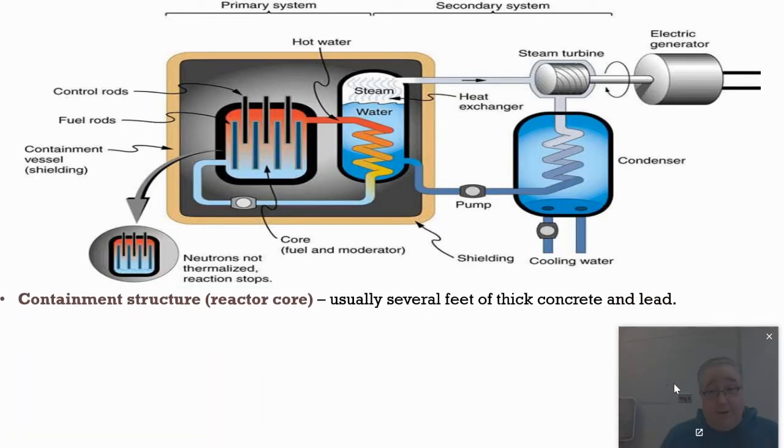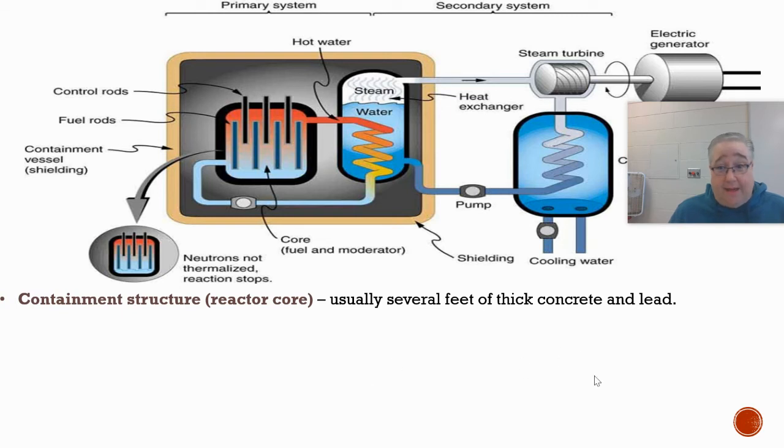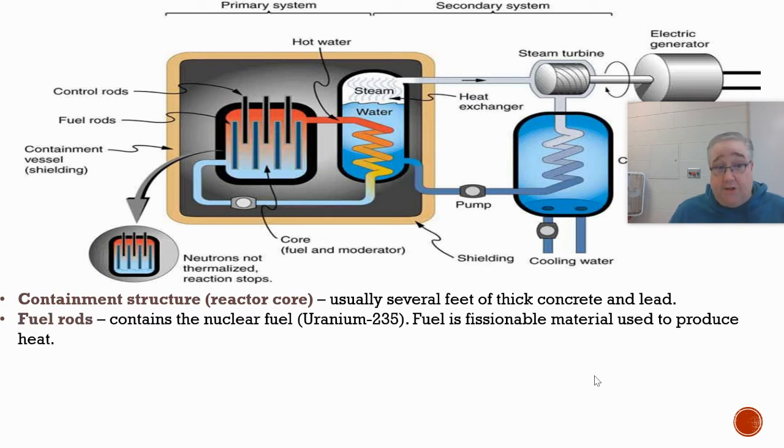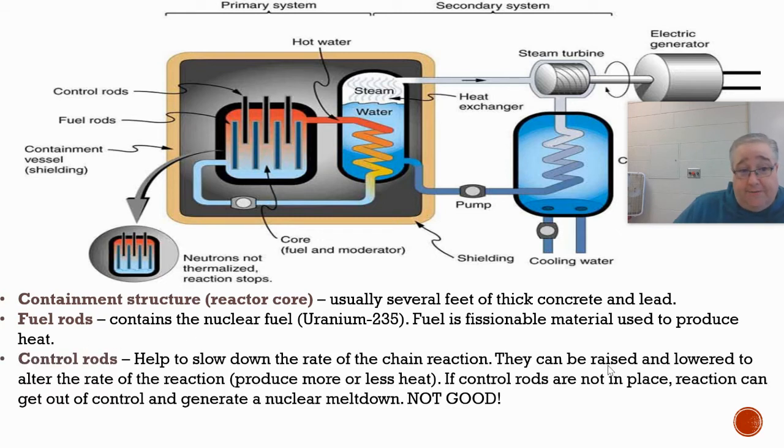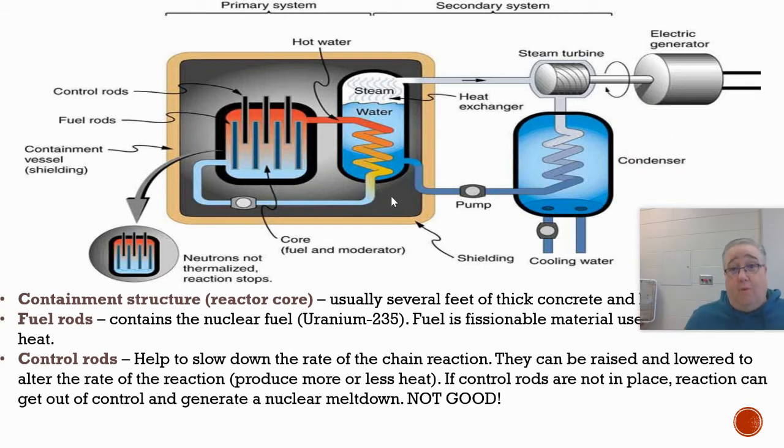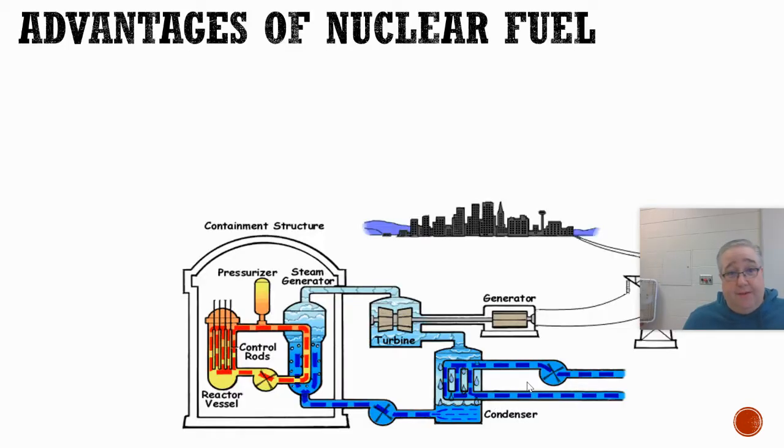So let's go through a couple things here. Again, we said the containment structure. All right, that's very important. That's set in place. That has to be constructed. The fuel rods, again, that's what contains the nuclear fuel. And then, of course, we have our control rods. And again, those control rods, probably one of the most important parts of the whole reactor. Because again, if those aren't put in place, if those aren't controlled, then we've got a major issue on our hands. But as long as this whole operation runs smoothly, there's a tremendous amount of heat that can be produced to again, boil that water and eventually produce the electricity.